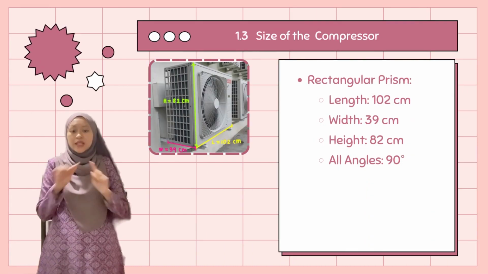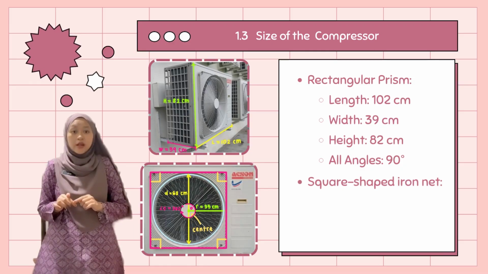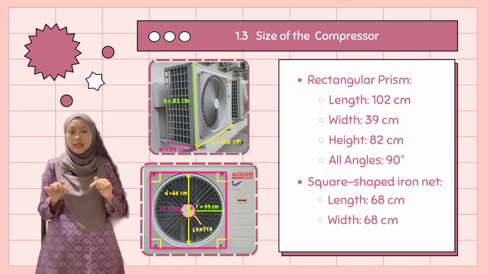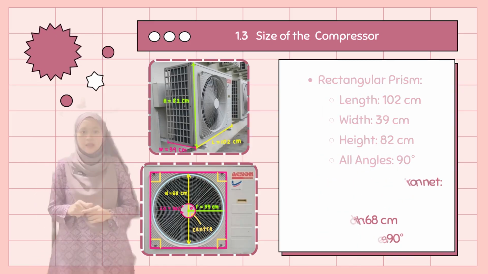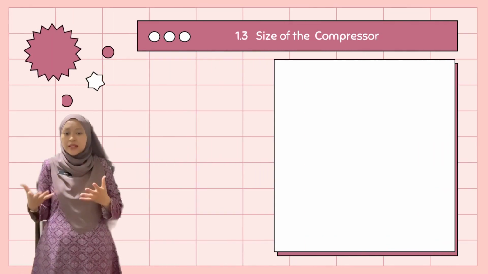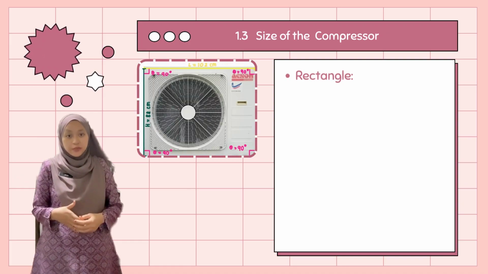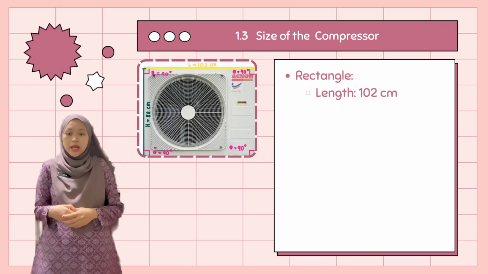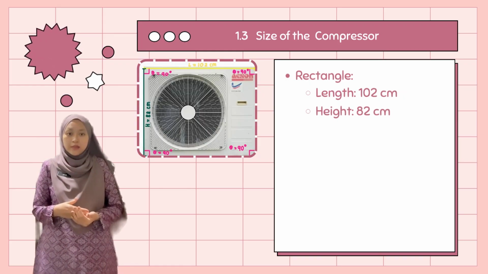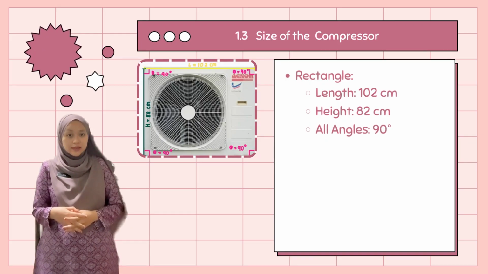As we can see, the front of the compressor has square shapes of AINUL. The length of all sides is 68 cm and the angles are also right angles. The compressor also has a rectangle since it is a rectangular prism. The length is 102 cm and the height is 82 cm. For the angle, all angles are also right angles.